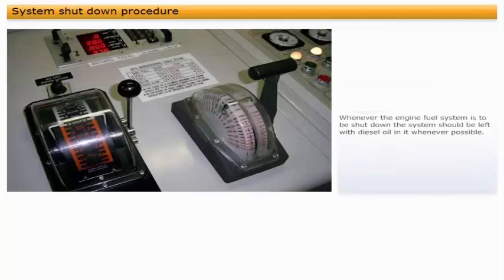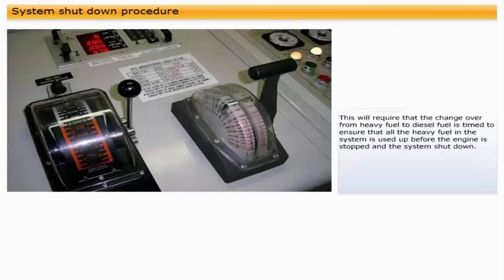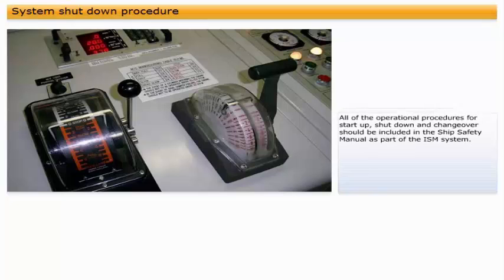Whenever the engine fuel system is to be shut down, the system should be left with diesel oil in it whenever possible. This will require that the changeover from heavy fuel to diesel fuel is timed to ensure that all the heavy fuel in the system is used up before the engine is stopped and the system shut down. The changeover procedures, similar to those already discussed, should be adopted. All of the operational procedures for startup, shutdown and changeover should be included in the ship safety manual as part of the ISM system.